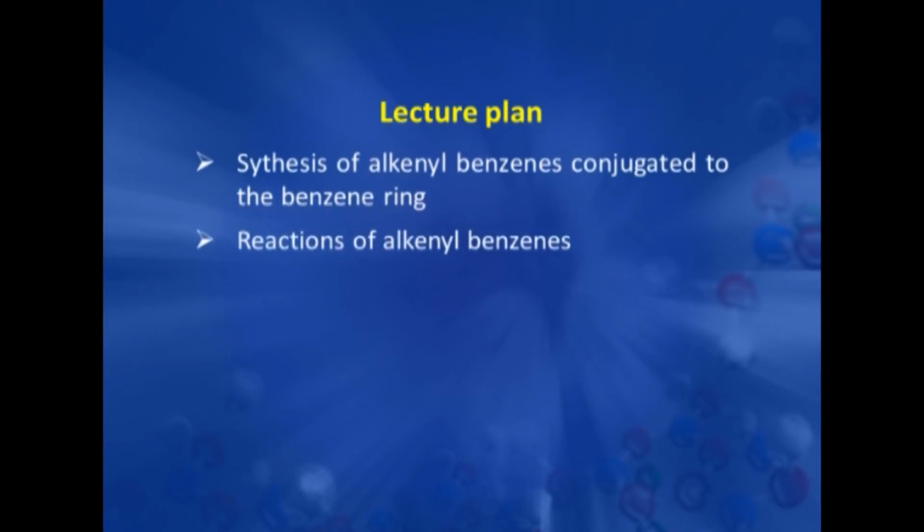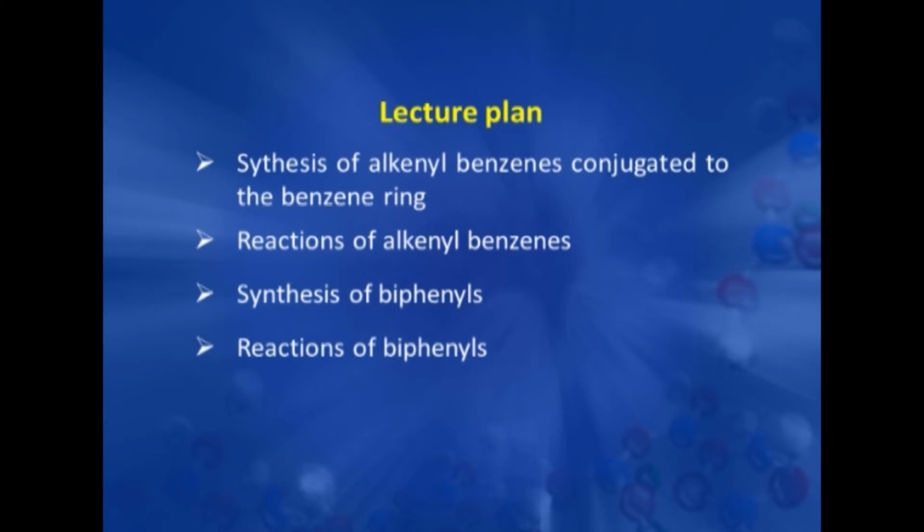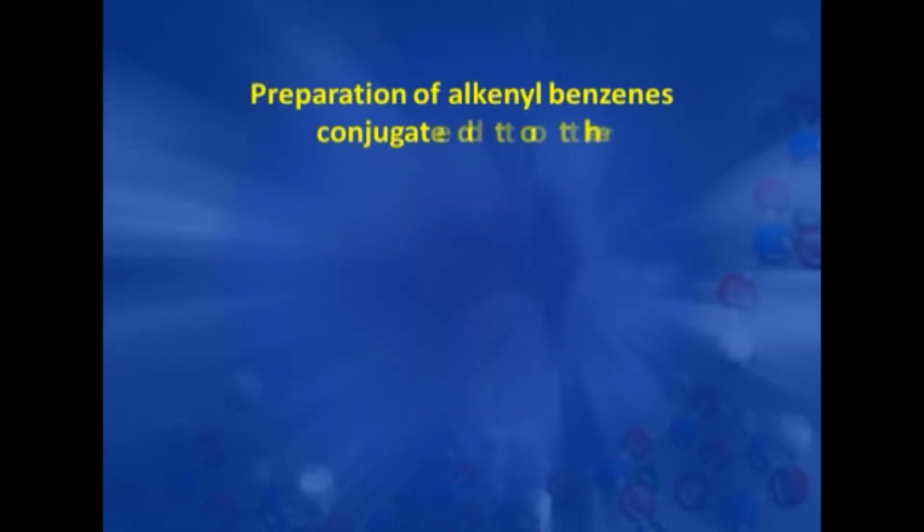We will discuss their preparation, reactions, and then synthesis of biphenyls and their reactions, and then finally we will discuss mercuration of benzene. Now we start with alkenyl benzenes. First, preparation of alkenyl benzenes which are conjugated to the benzene ring.